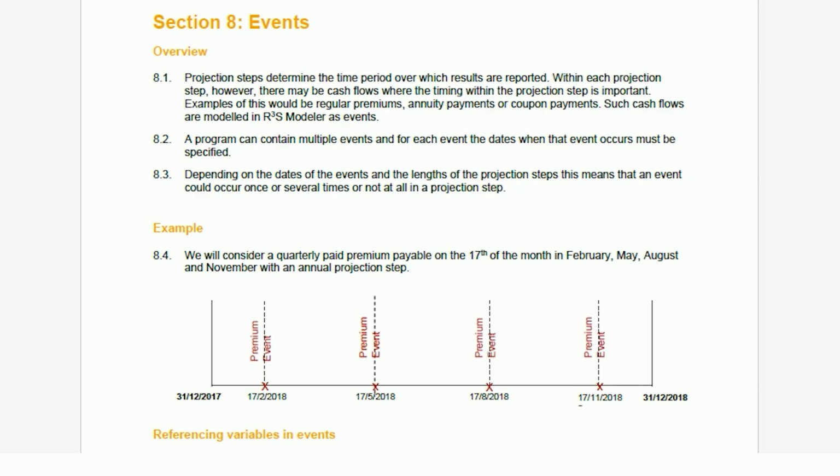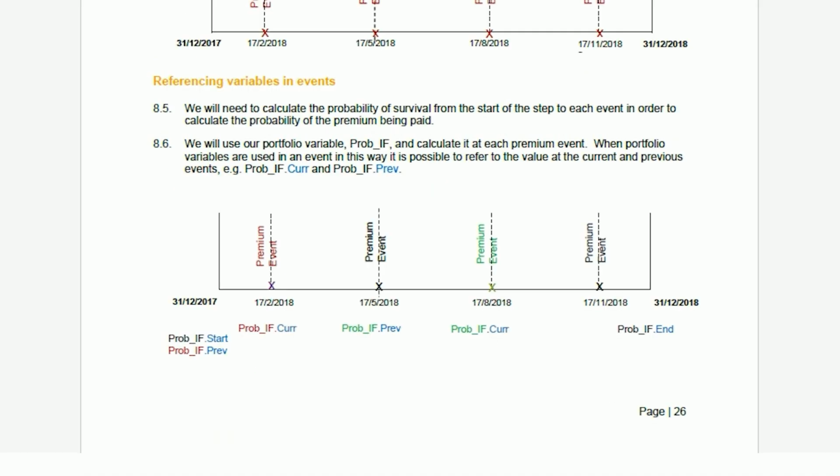For this cash flow model, we need to calculate probabilities and their dependence at the premium event. We will calculate some event formulae at the event and between the events, using portfolio variables and non-portfolio variables respectively. The step variables in such cases will be used to calculate the value for the last part of the step. When portfolio variables are used in events, we can refer to the value at the current and previous events using the syntax .cur and .prev respectively.